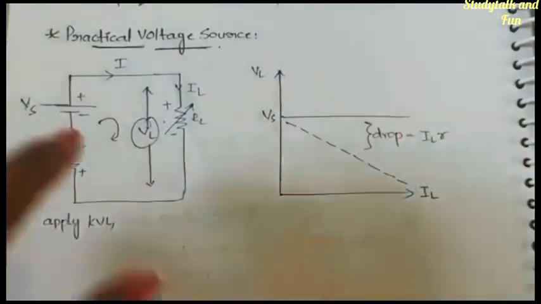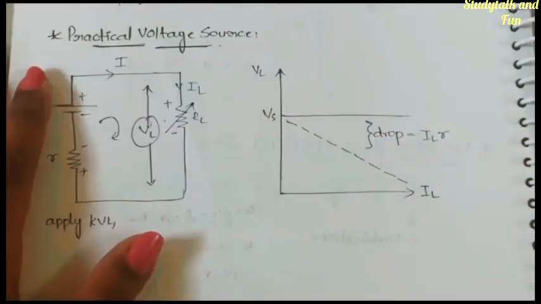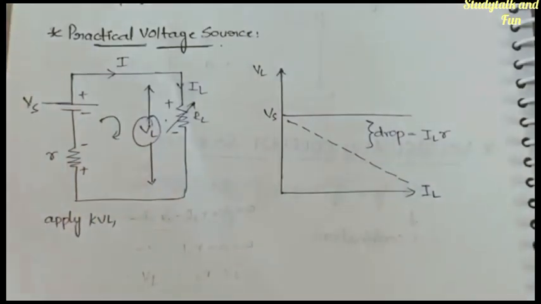Now let us see this. Now let us apply KVL in this loop. So what is KVL and KCL? I'll explain in the next video in detail, but as of now, let us apply KVL. KVL is nothing but the sum of potential drops across the circuit should be equal to 0. That is mainly what KVL means.